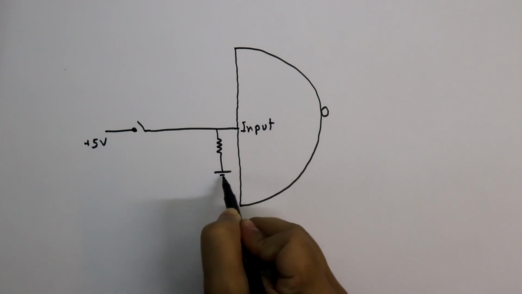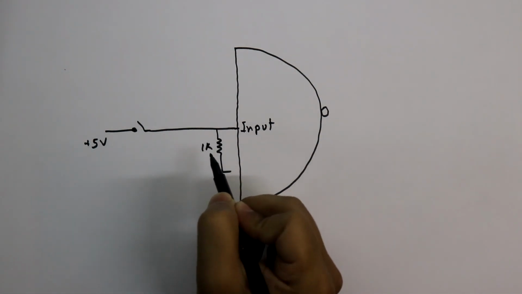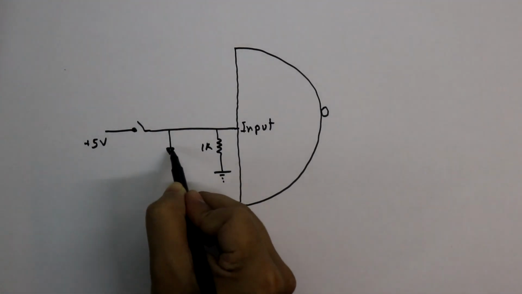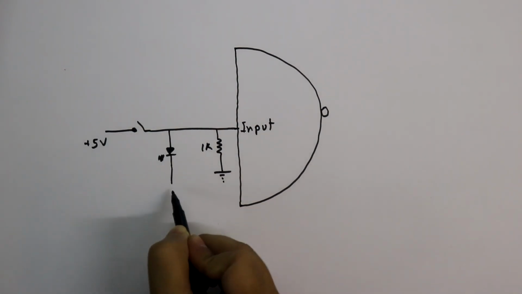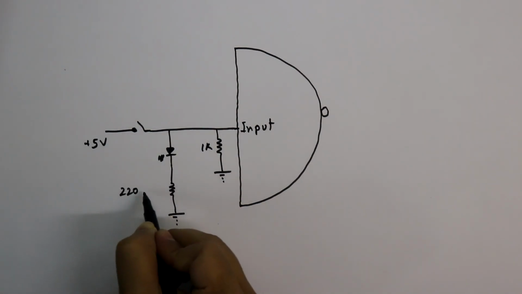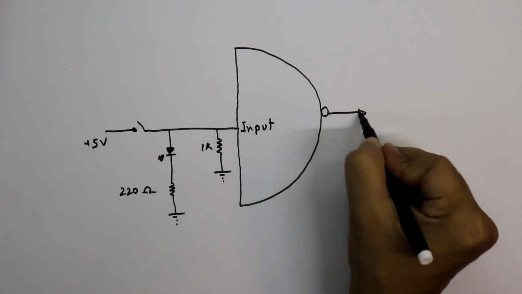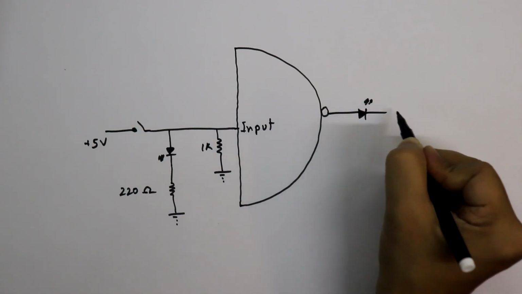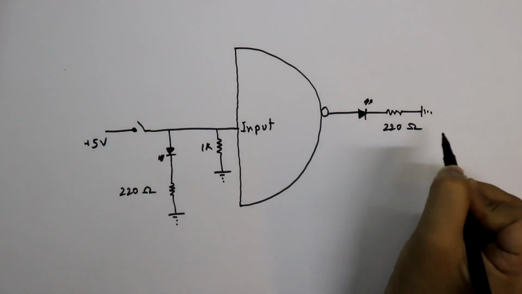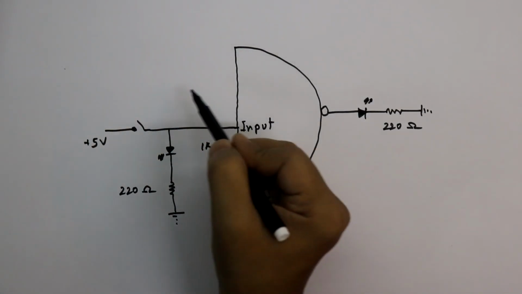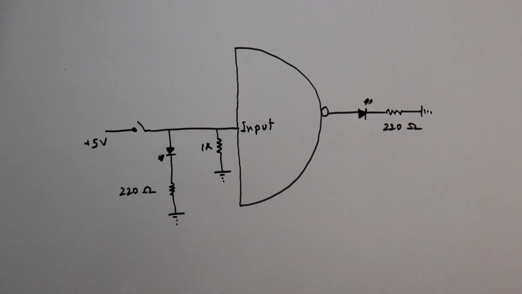So we are going to connect a 1 kilo ohms resistor. To see the inputs, we are going to connect an LED. This value is 220 ohms. To the output, we are going to connect another LED. The value is 220 ohms. We have to connect this connection 8 times, as we have 8 input pins. So this is our connection.